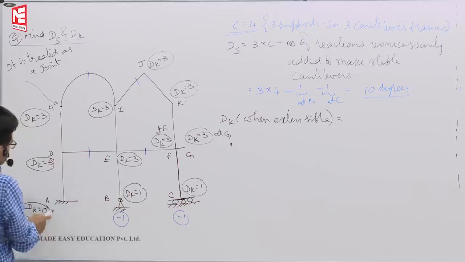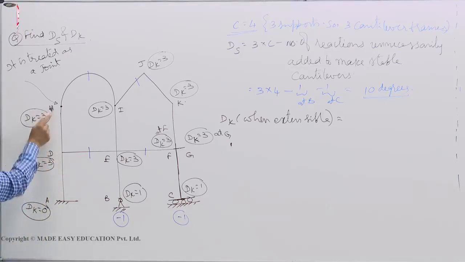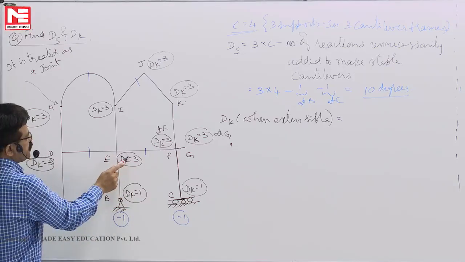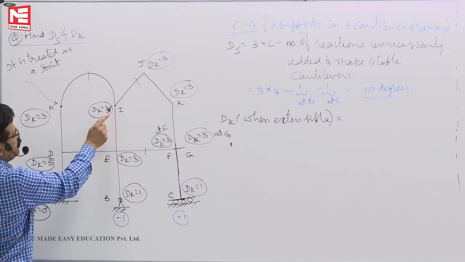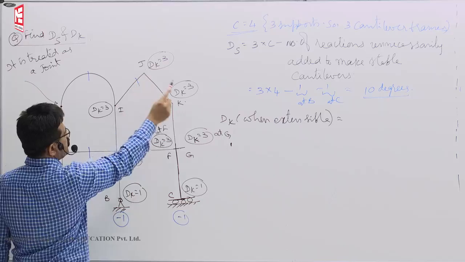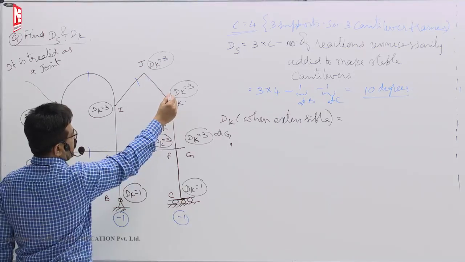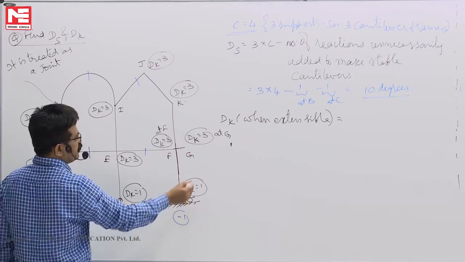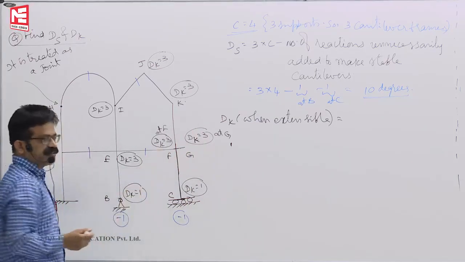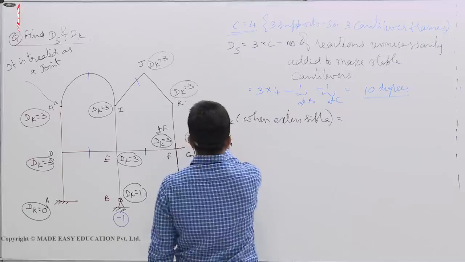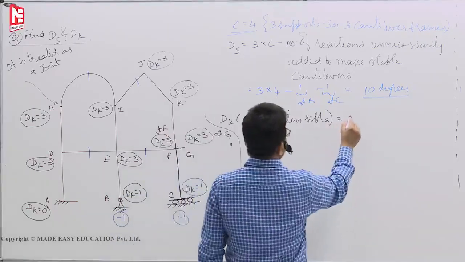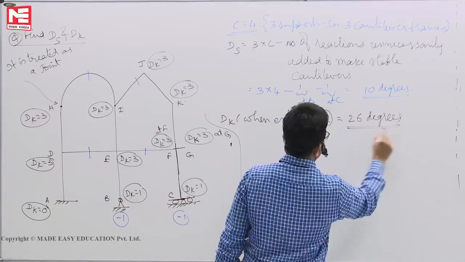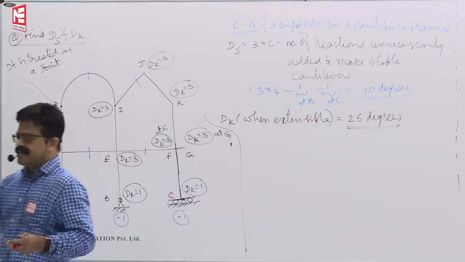Now count them. 0, 3 plus 3, 6. 6 plus 1, 7, plus 3, 10, plus 3, 13. 13 plus 3, 16. 16 plus 3, 19. 19 plus 3, 22. 23 plus 3, 26. So 26 degrees. See, no bracing is done.